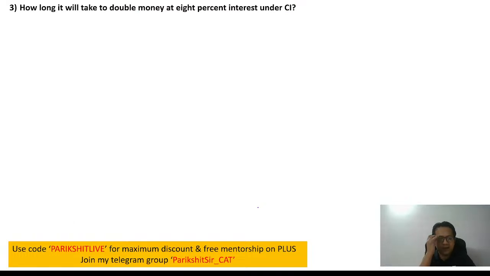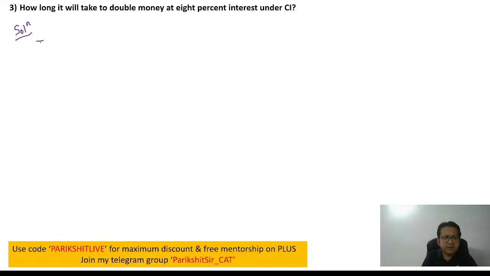How long will it take to double money at 8% interest under compound interest? How long will it take? Now, there is a shortcut here. For such questions, there is a shortcut.